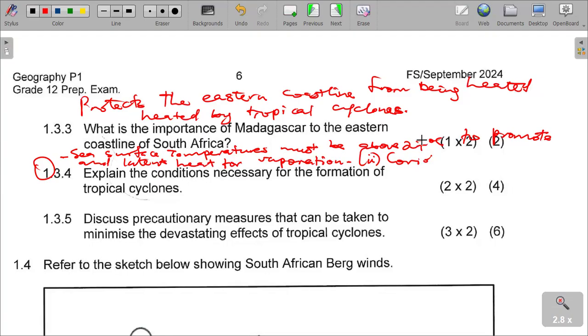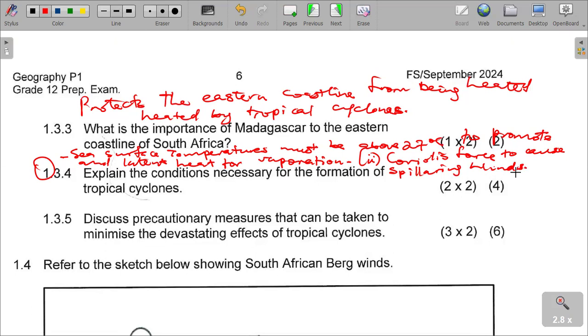The Coriolis force to cause spiraling winds. It must be there. You must have Coriolis force to cause spiraling wind there.